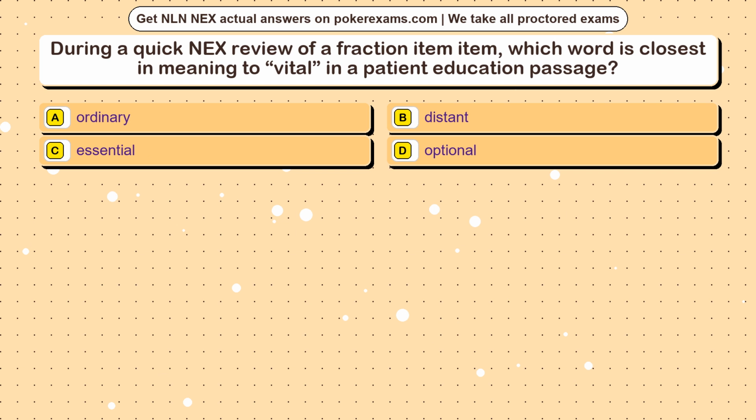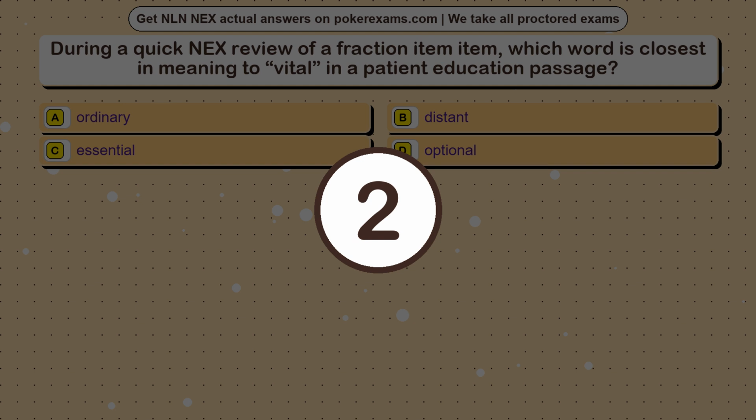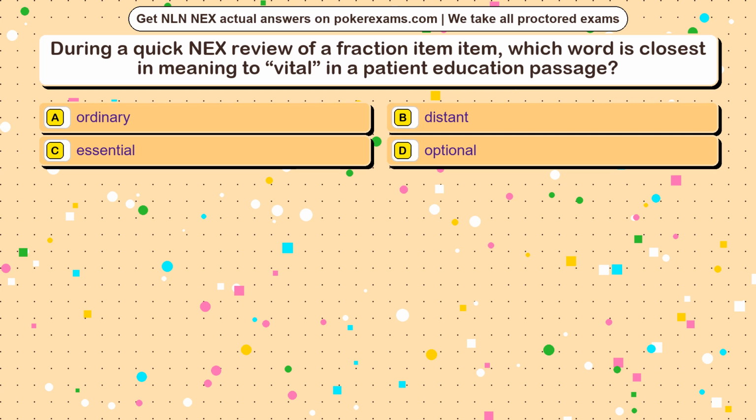Question 2. During a quick NEX review of a fraction item, which word is closest in meaning to vital in a patient education passage? Option A, ordinary. Option B, distant. Option C, essential. Option D, optional. The correct answer is option.